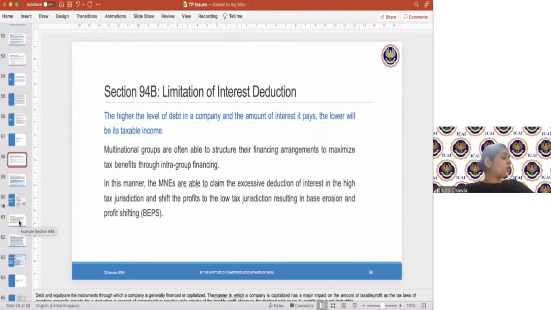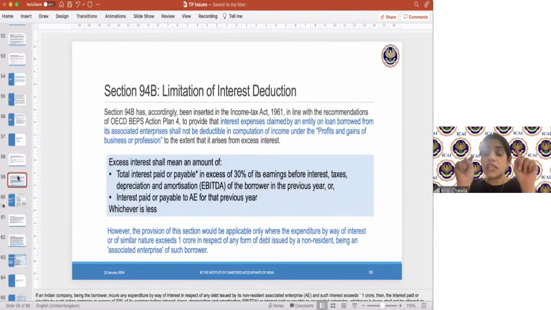So MNCs always prefer debt over equity because they can get into intra-group financing and claim that deduction on interest. In the high tax jurisdiction, they can claim an interest deduction, and in the low tax jurisdiction, they can pay all the taxes. So they can shift their profits from a high tax jurisdiction to a low tax jurisdiction by means of an interest deduction. And this is where Section 94B has come up with a limitation on interest deduction. 94B basically says that if you have taken a loan from your associated enterprise and you need to pay them interest, the amount of interest that you can claim under PGBP is going to be limited.